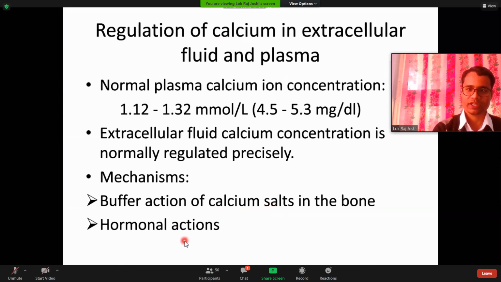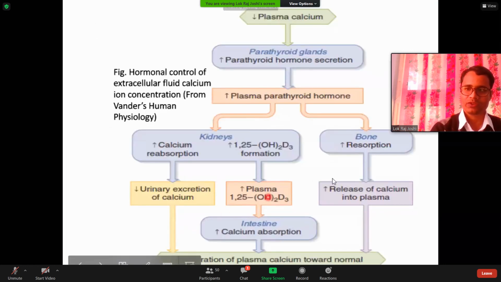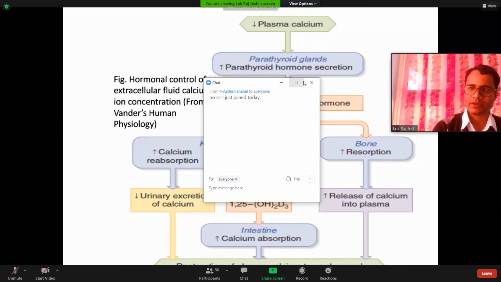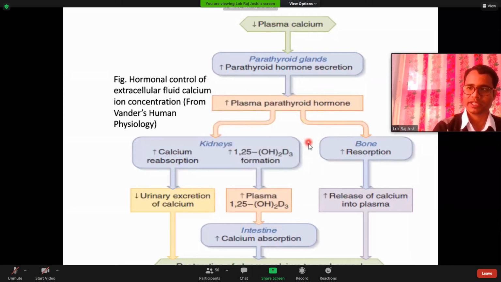We have already talked about the hormonal action. And to summarize the hormonal action, there is the figure. You can go through it on your own. We are close to the end of the class. This is again the summary of the same thing that we have already mentioned. If you do not understand something, we will discuss it again.